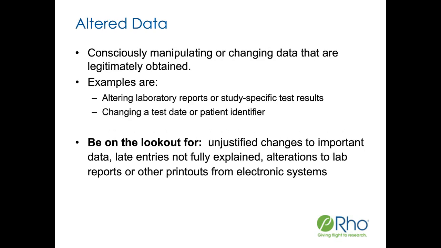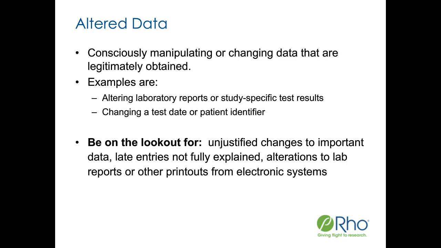The second type of falsification is altered data. This is where the data exists, but then they are consciously manipulated or changed. Some examples are altering laboratory reports or study-specific test results, or changing a test date or a patient identifier.